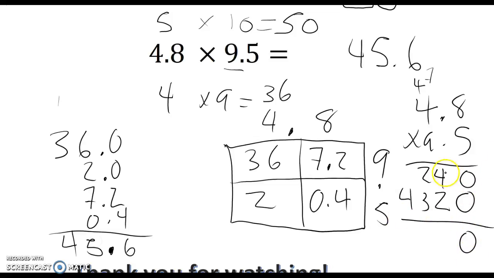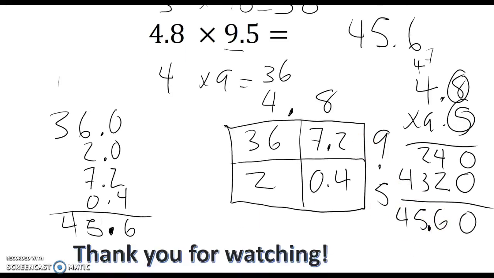0 plus 0 is 0. 4 plus 2 is 6. 2 plus 3 is 5. And then the 4 gets carried down. There are 2 decimal places in my question, 2 in my answer, and I'm getting the same thing. I can tell that this is indeed the correct answer.